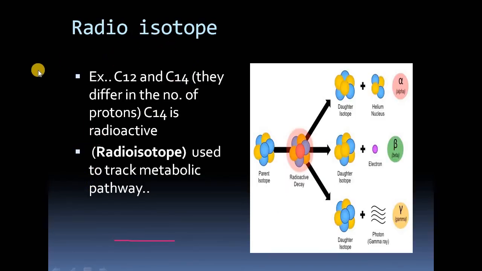Now the radioisotope, like the carbon here: one carbon is 12 and the other carbon is 14, and these are isotopes. With a radioisotope, we make one of these carbons radioactive, so we can detect this radioactive carbon in a metabolic pathway. This is how we know the process of photosynthesis and the process of cellular respiration.